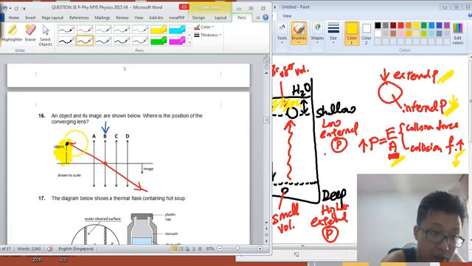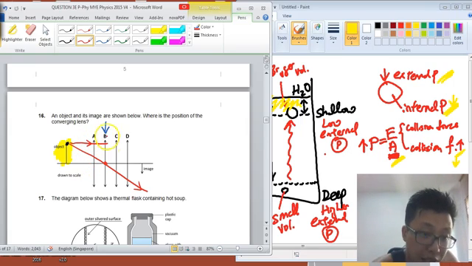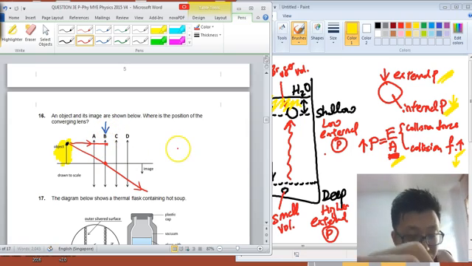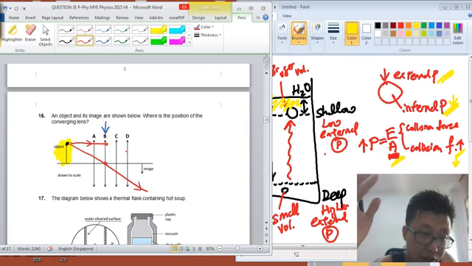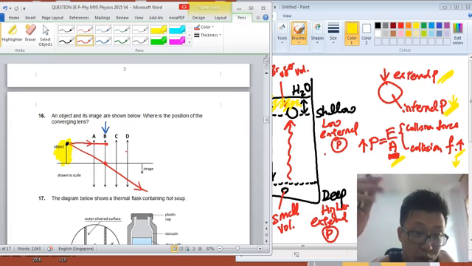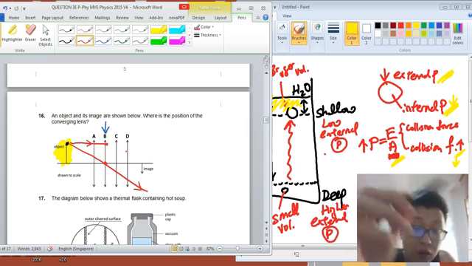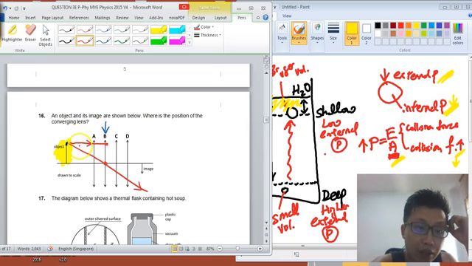Then I will draw a parallel ray to the principal axis. This is the principal axis, and it will cut the focal point. But in this case, since I do not know the focal point, I cannot solve this question. If you are asking me what if lens B is the correct answer, where will my image be? I can't answer you because I do not know where the focal point is. Why? Because when you have a light ray that is parallel to the principal axis and it cuts the lens, it will go to the focal point of the lens. So without the information, you cannot continue. Okay?